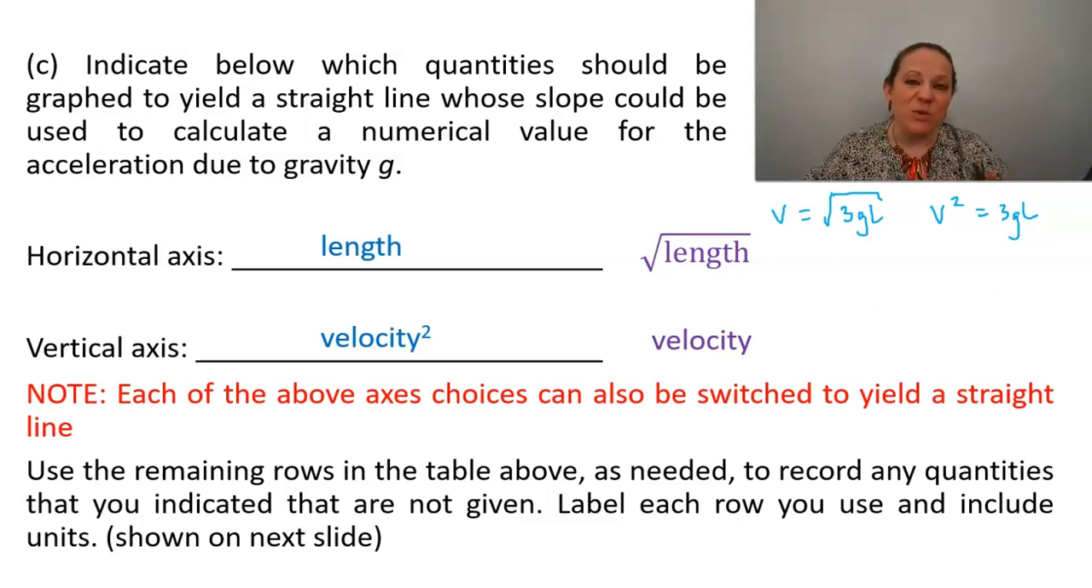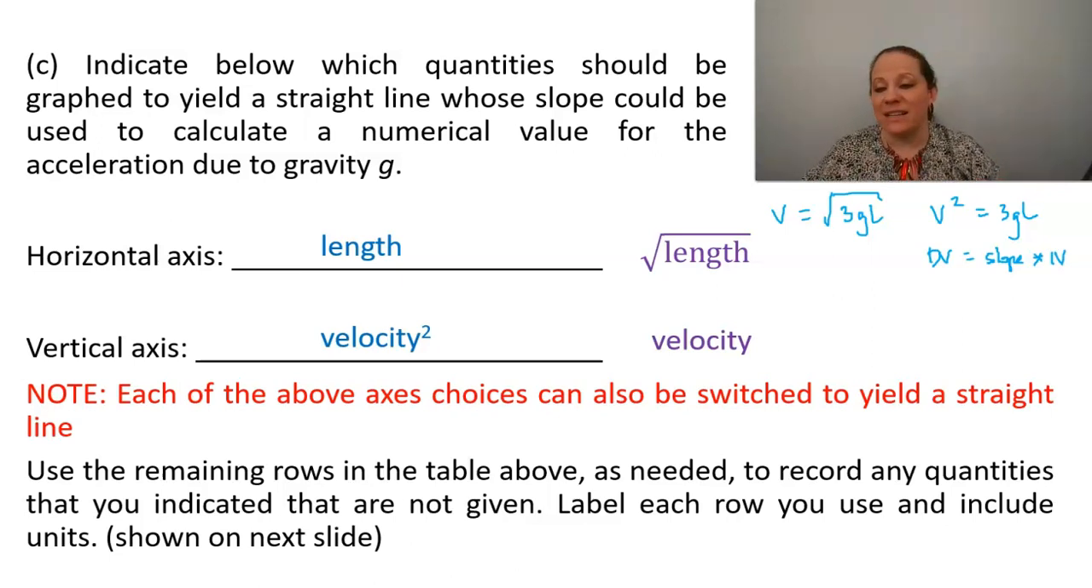I like V squared equals 3GL because I don't want to deal with square roots when I'm dealing with a slope. I like this because it shows me really clearly that if I think about a linear relationship as dependent variable equals a slope times an independent variable, it makes it really easy for me to see that my slope will be 3g. Spoiler alert. So use the remaining rows in the table above as needed to record any quantities that you indicated that are not given. Label each row you use and include units, which are shown on the next slide.